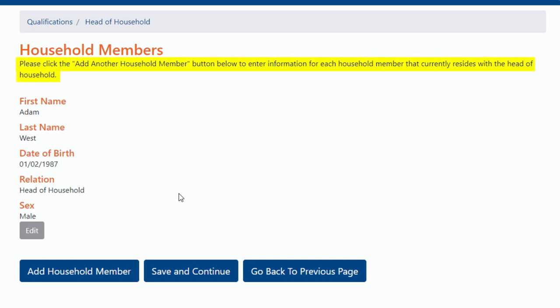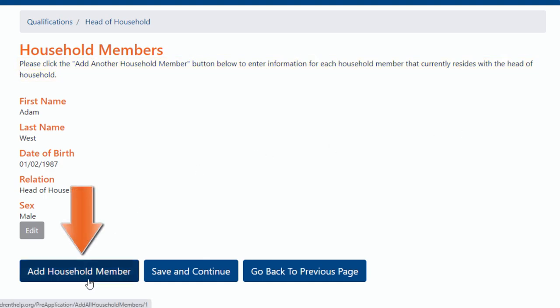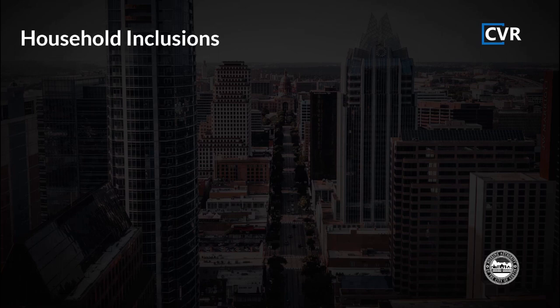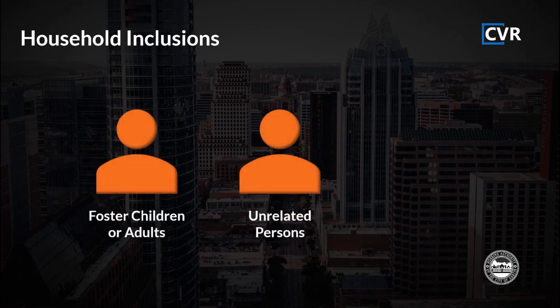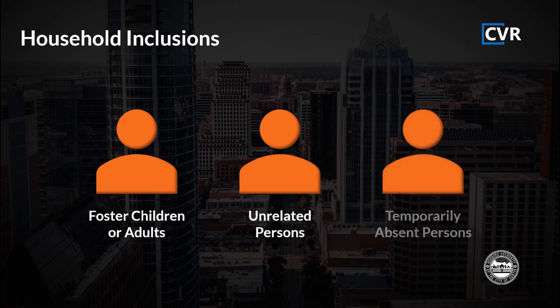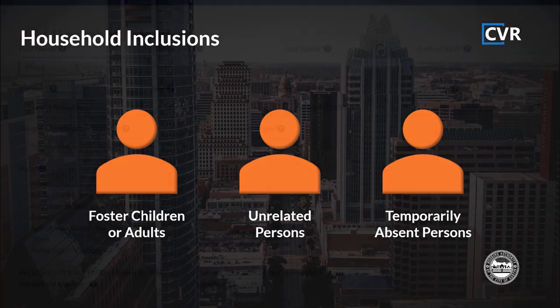All household members who are living in your home must be added as a household member on the application. Click Add a Household Member at the bottom of the screen. Count all persons, including foster children or adults, and other unrelated individuals who reside with the family as part of the household. Also include persons who are members of the household but are temporarily absent from the home.